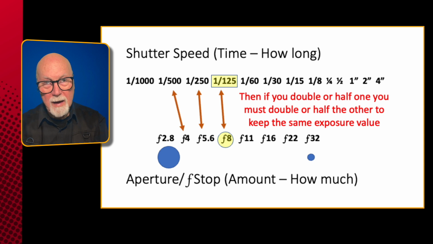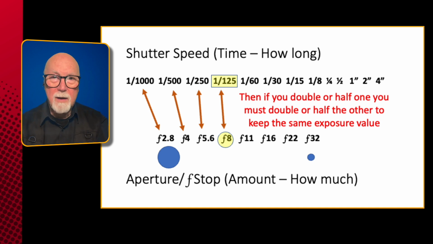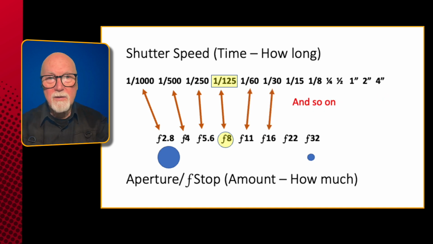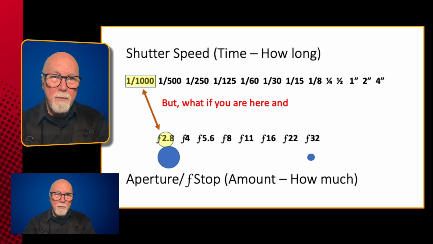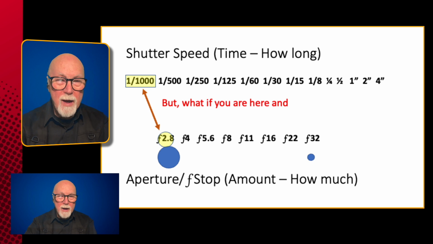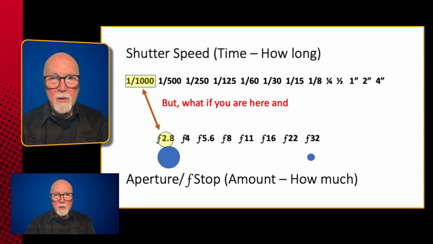And if I half the time again, I have to double the amount again. And obviously, the same thing in the opposite direction. Now, if you're at 1,000th of a second at f2.8, and f2.8 is your maximum effective aperture of your lens, that means you cannot open up your lens anymore.